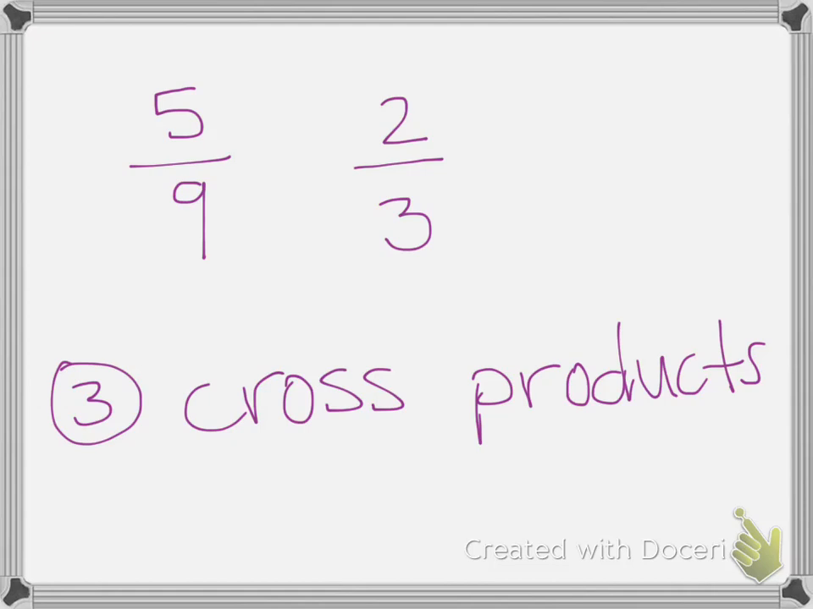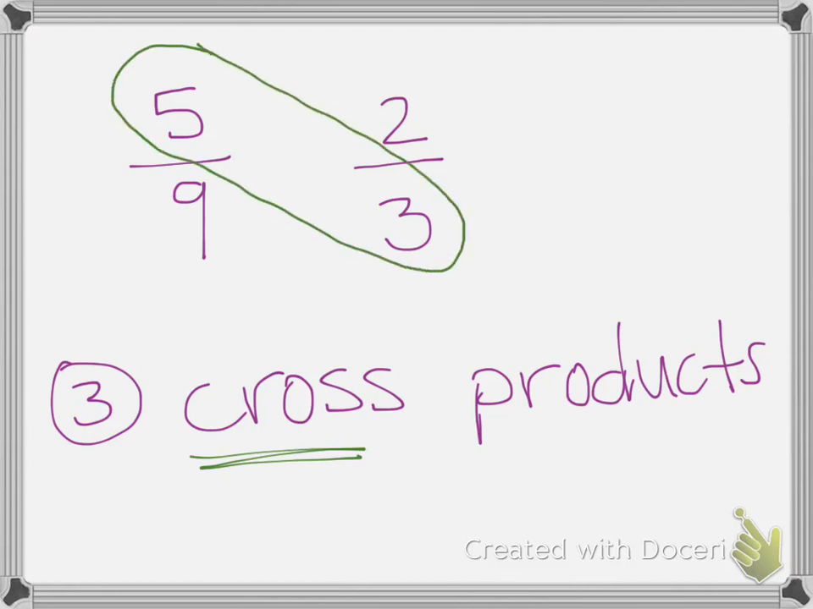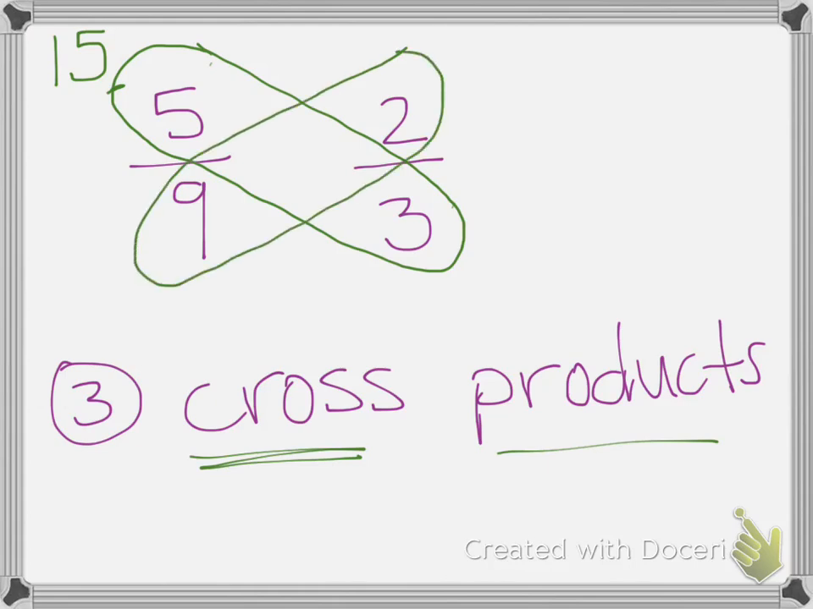And our third method is to use cross products. Here's what that means. Cross products means you're going to go cross or diagonal. So you're going to start up here at the top. You're going to multiply those, because product means multiply. 5 times 3 equals 15. And you want to write that product above the top number. It's really important that you keep it above the top number. Then your next cross product would be 9 times 2. And again, write that above the top number. 9 times 2 is 18. So you can compare 15 with 18. 18 is bigger, therefore that fraction is bigger.